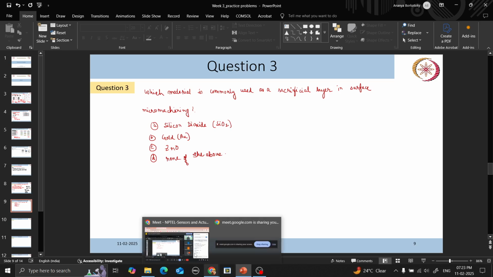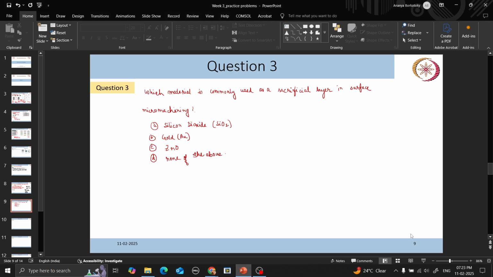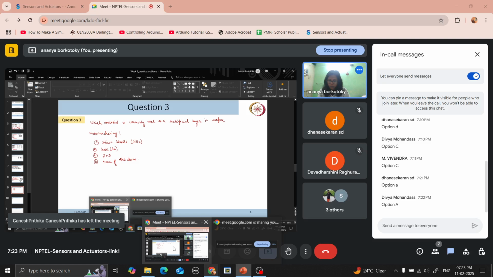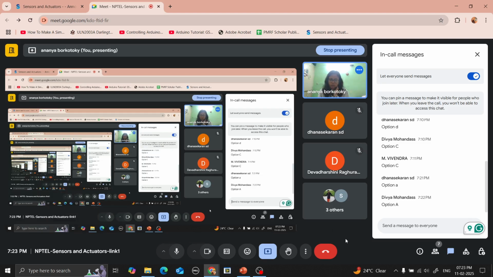Is there any answer? Option A, SiO2, yes. And why do you think that SiO2 is commonly used? What are the criteria for a sacrificial layer? What do you think? SiO2 is the correct answer, but why SiO2? I will write it on the slide also, but I'll just explain first.